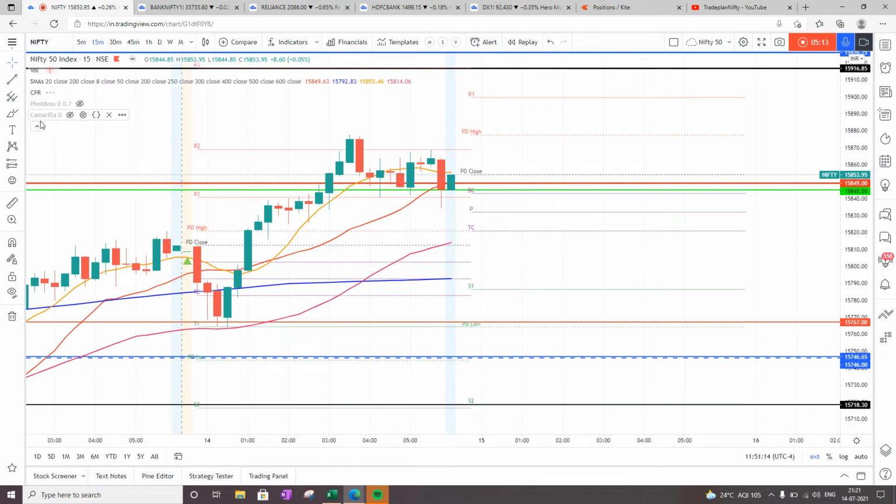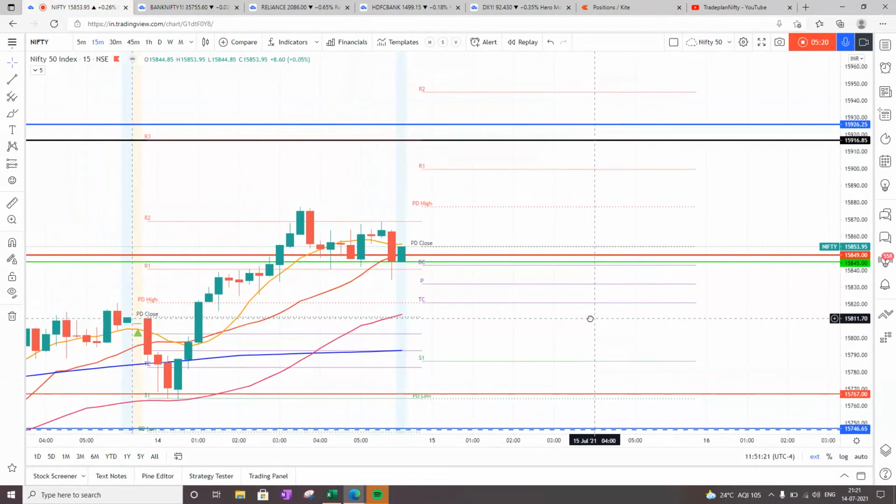Let's see what the market profile is telling for tomorrow. Tomorrow's market profile is also above today's market profile. So this confirms that the trend is up.